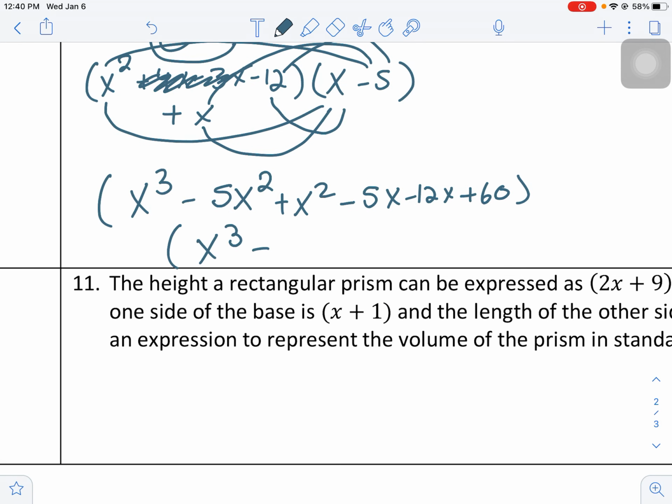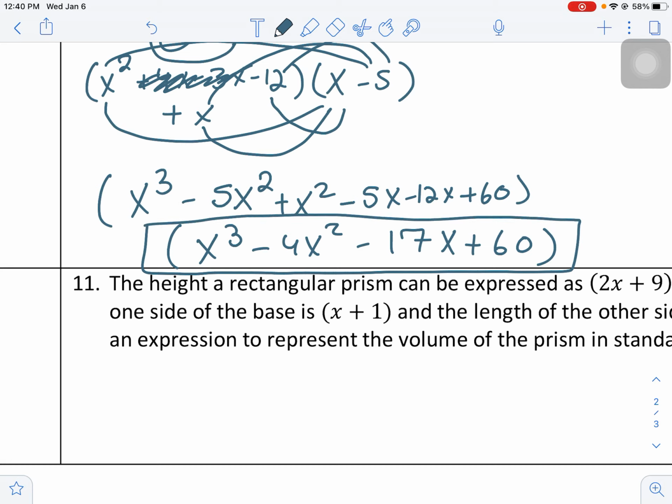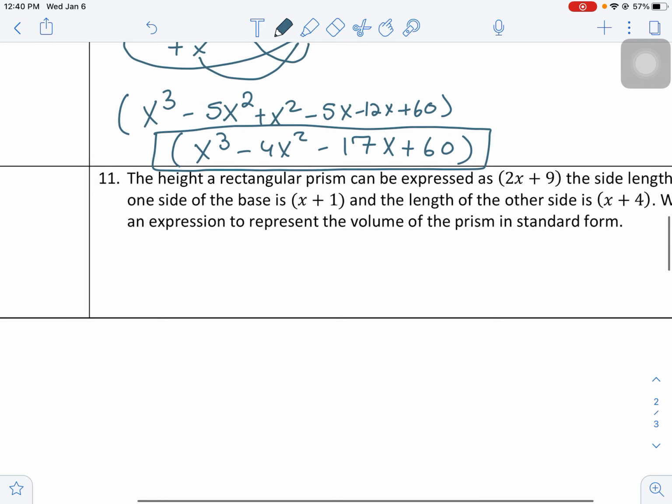Combine some like terms, x cubed minus 4x squared minus 17x plus 60 is then going to be our final answer. So I know these don't feel like they're very simplified, but just getting rid of all of those multiplication signs is simplifying it, right? So now it's all just pluses and minuses.